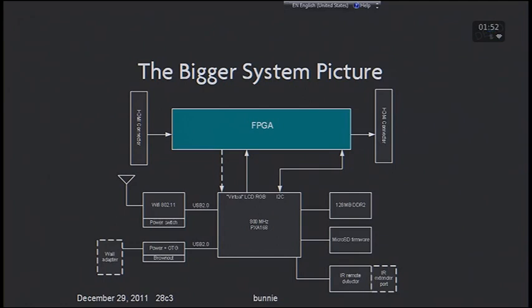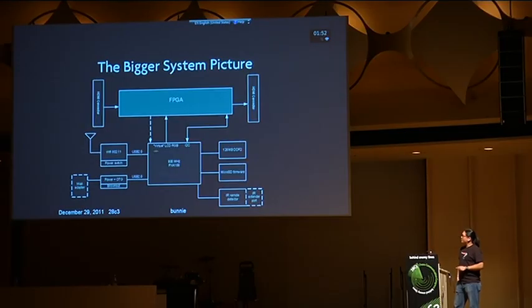I want to talk a little more about the bigger system picture of how it's all wrapped together and works in practice. There's the FPGA up here, which we saw the block diagram of. We use a PXA168, an 800 megahertz ARM CPU, and 128 megabytes of DDR2, with microSD for firmware. We have an infrared remote detector, so you can use a remote control to control it. We have an OTG connector on it, and we have Wi-Fi on the board.